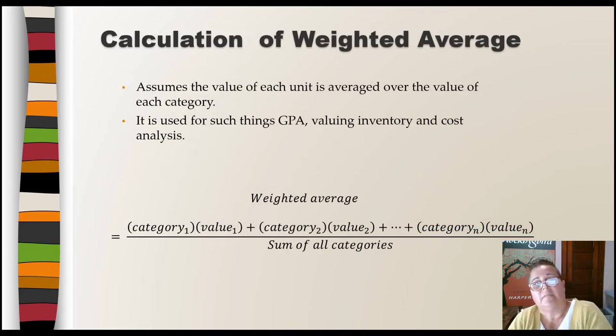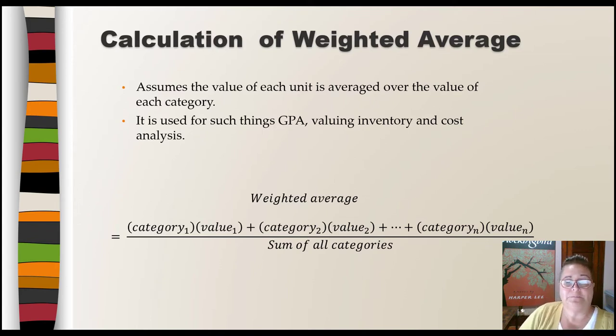Now, this is one that you might want to pay attention to. This is called a weighted average. This is actually how I calculate your grade. Not all points are the same. So a weighted average assumes the value of a category is average, and then you multiply the number in that category by its weight. It's used for GPA. If you're in a business, you can use it for inventory valuing and for cost analysis on items.